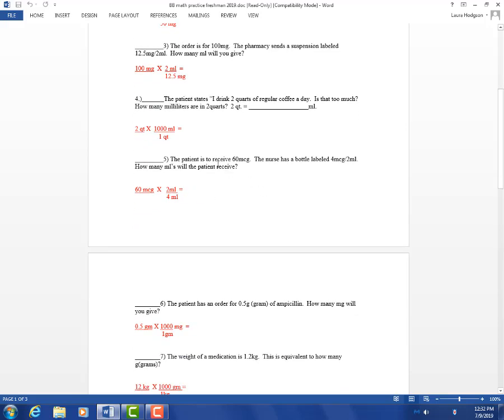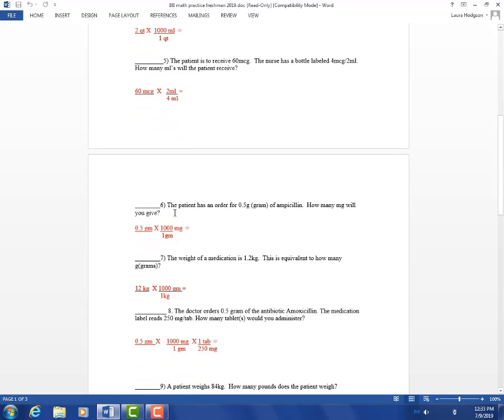Again, the patient is to receive. Now this is why I put different types of wording, because it doesn't clearly state that the doctor ordered this, but if the patient is to receive 60 micrograms, then the doctor or a healthcare provider had to order it. So what the patient is to receive definitely has to go first. The label has 4 micrograms. Oh, there's a typo there. That should say micrograms per 2 milliliters. So you can correct that on your paper.